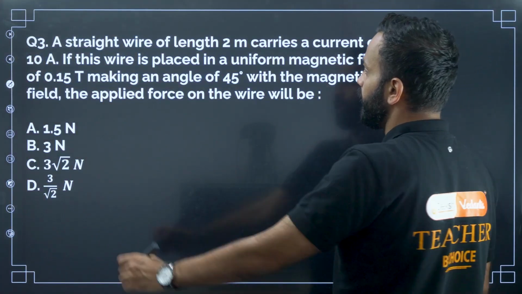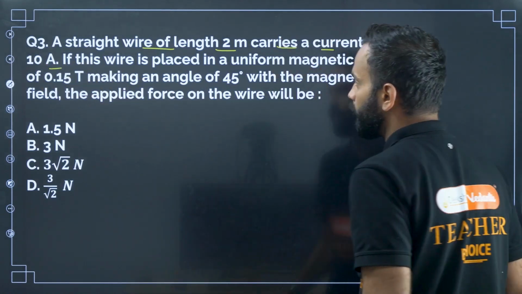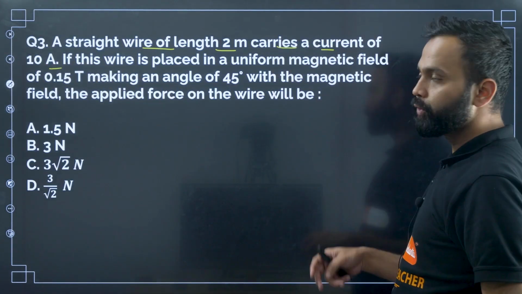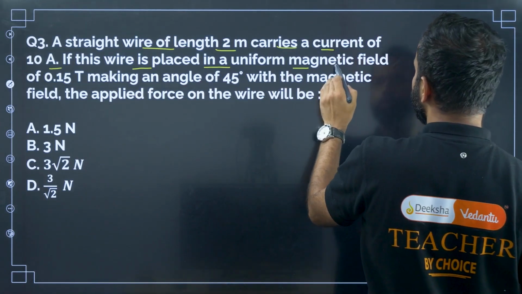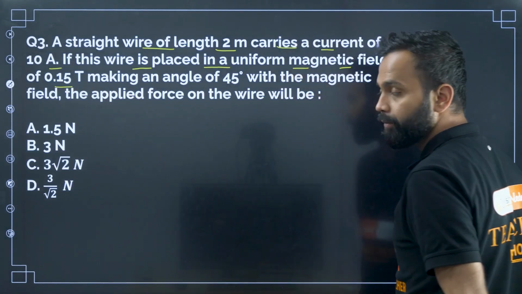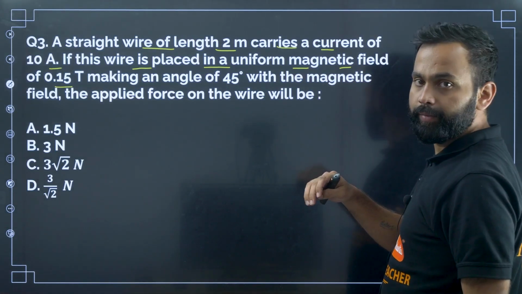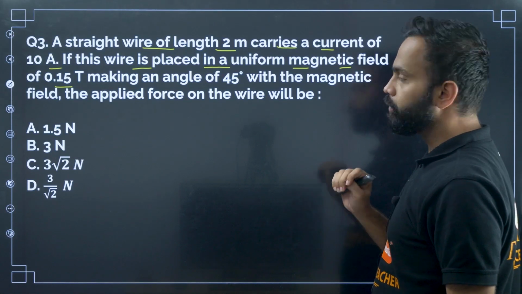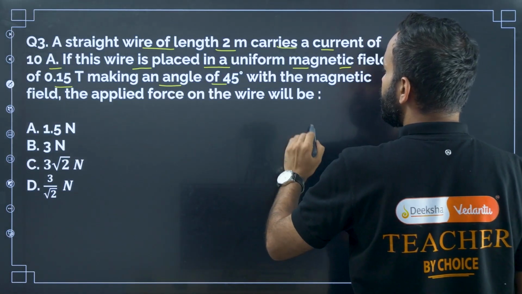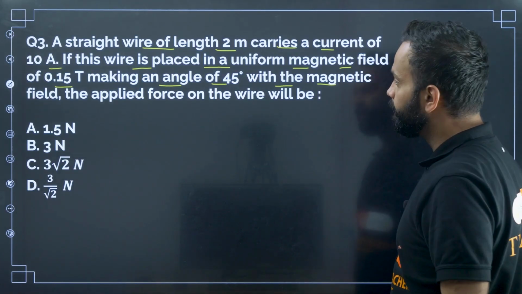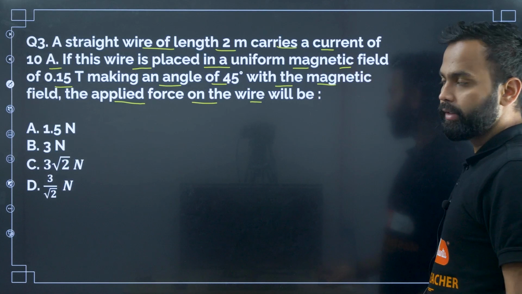Question number 3. A straight wire of length 2 meter carries a current of 10 ampere. If this wire is placed in a uniform magnetic field of 0.15 Tesla, making an angle of 45 degree with the magnetic field, what will be the applied force on the wire? It is the simple one.